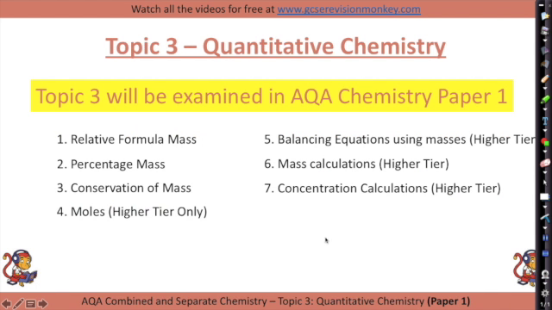Topic 3 is called Quantitative Chemistry, which involves a lot of different calculations. Now for foundation tier, the only subjects you need to know about within this topic are relative formula mass, percentage mass and conservation of mass. However, there are several higher tier only topics which I'll also talk about, and for higher tier this tends to be the topic that people find most difficult when it comes to the exam.